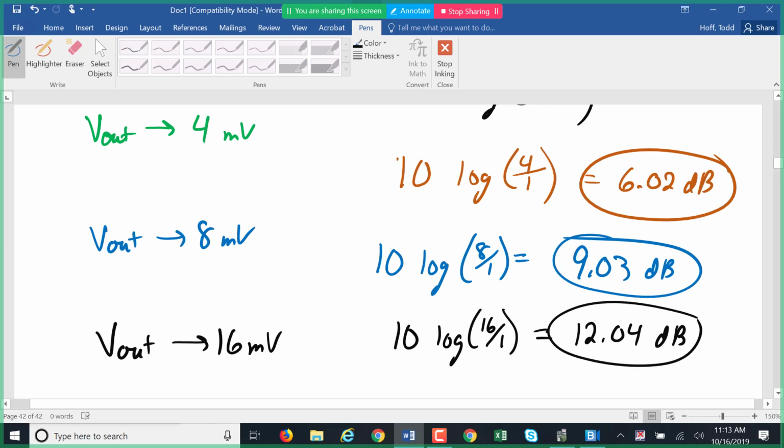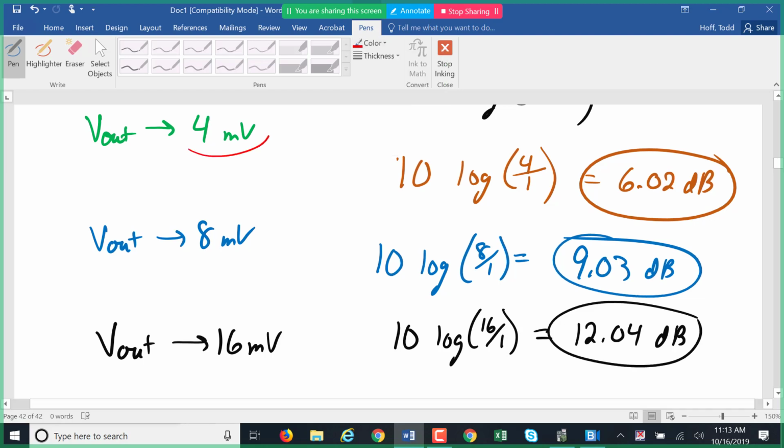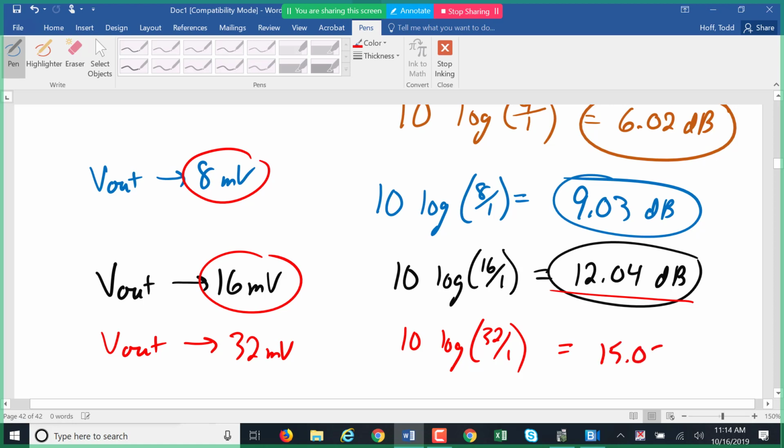On a logarithmic scale like this, a logarithmic function, when you double that input, the x value in this case, we doubled from 4 to 8, it went up by 3.01, from 6.02 to 9.03. Every time I double it, from 8 to 16, it goes up by another 3.01 to 12.04. If I doubled that output voltage again to 32 millivolts, I can calculate it out, but I don't have to. It's going to go up by another 3.01. This is going to be 15.05 dB.